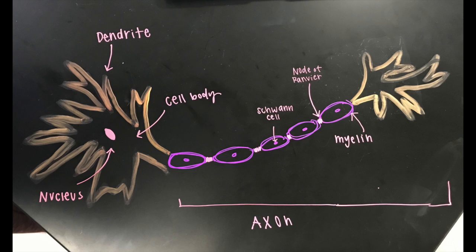Within the dendrites, there's a cell body and a nucleus. To the right of the dendrite is the axon, which conducts action potentials away from the nerve cell body. The axon includes Schwann cells surrounded by myelin and connected by the node of Ranvier.